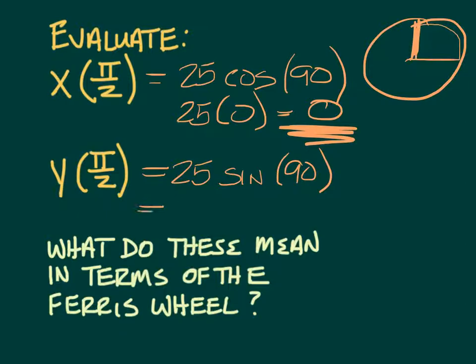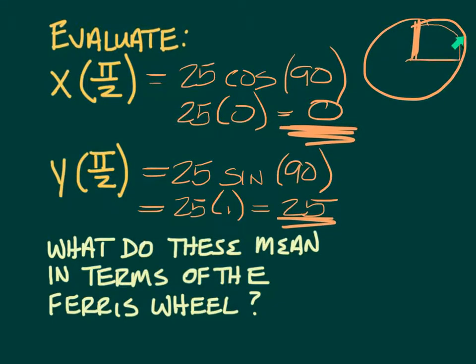It's 1.25 times 1 is 25. So in our car, we started here at 0 and we've moved pi over 2 to 90. Is the height of that car 25 from the origin at that point? Yeah, so we know that our function here has worked out so far.